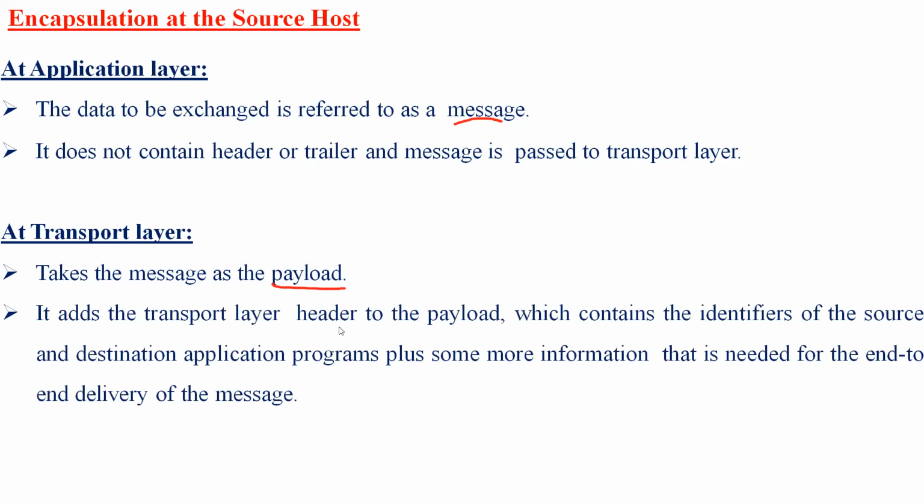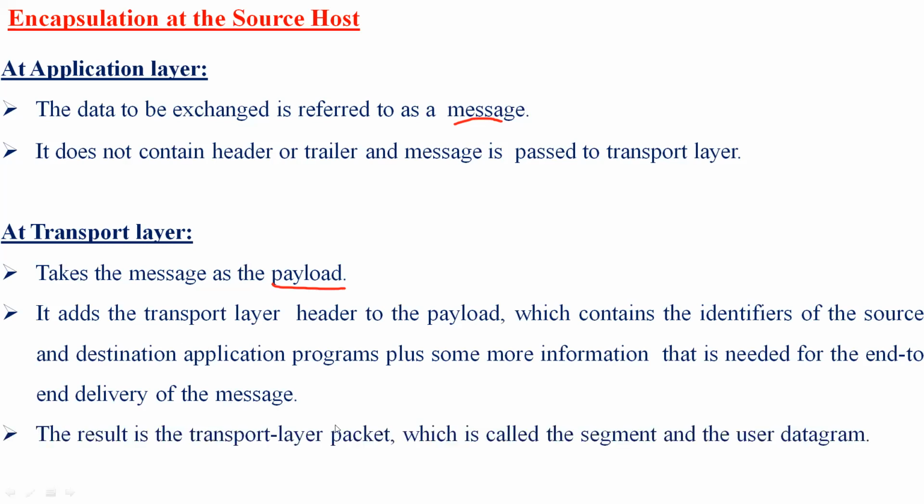It adds the transport layer header to the payload, which contains the identifiers of the source and destination program, plus some more information which is needed for end-to-end delivery of messages. So the header contains the source address as well as the destination address, along with some additional information needed in order to deliver a particular payload. The result of this transport layer packet is called a segment or a user datagram.